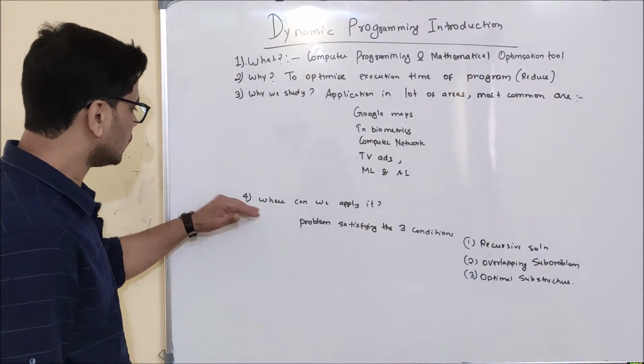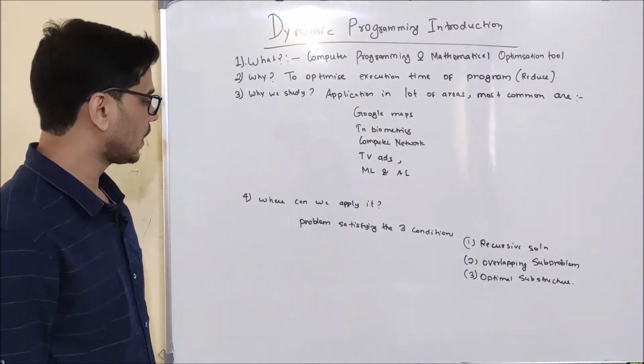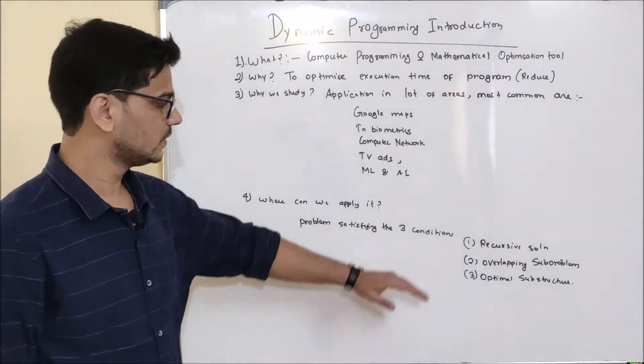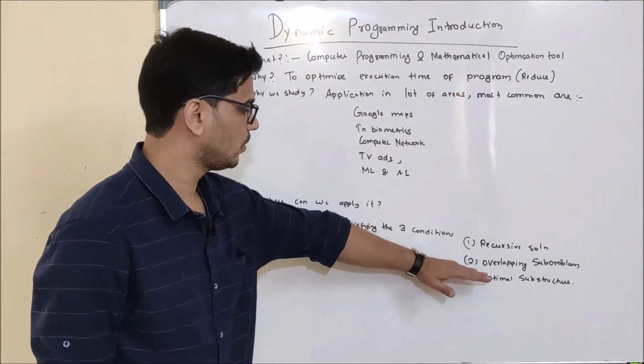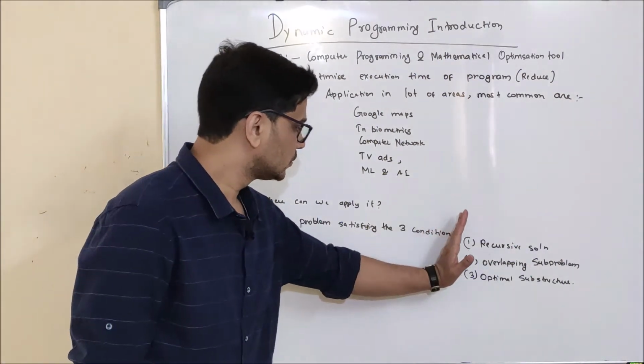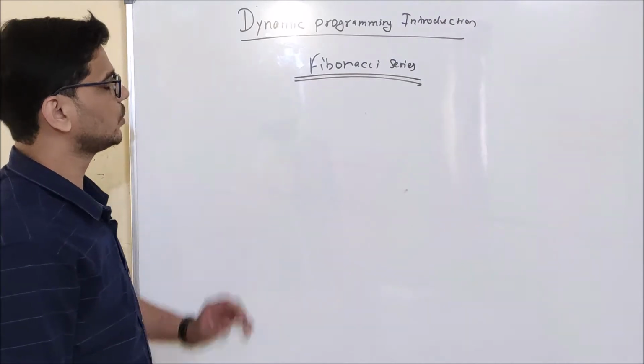And now comes the question, where can we apply dynamic programming? To apply dynamic programming in a program, it needs to satisfy these three conditions, that is recursive equation, overlapping subproblem, and optimal substructure. And we are going to understand these three properties in detail through an example. We are going to take the example of the Fibonacci series.